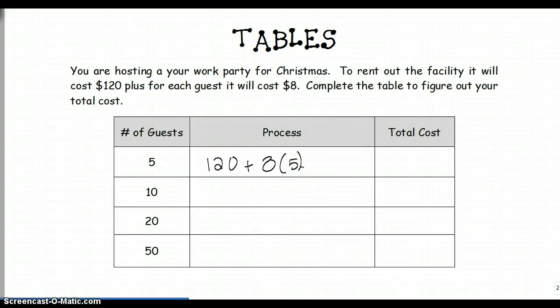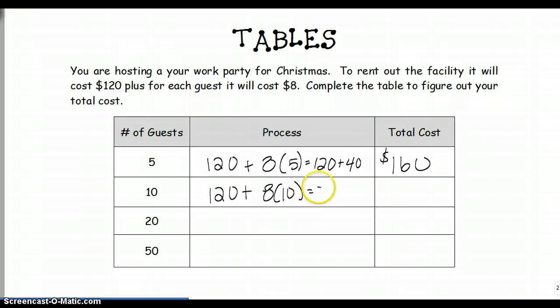So if you do 5 times 8, it gives you 40. So you'd have to add $40 for the people plus $120 for the facility. So your total cost would be $160 if only 5 people showed up. Now, if you had 10 people show up, you still have that $120 fee and then $8 for every guest. So 8 times 10 is 80, and then 120 plus 80 is 200. So it's $200 if 10 people show up.